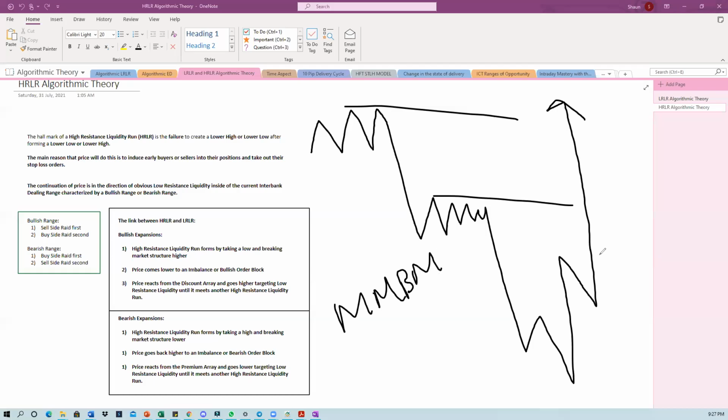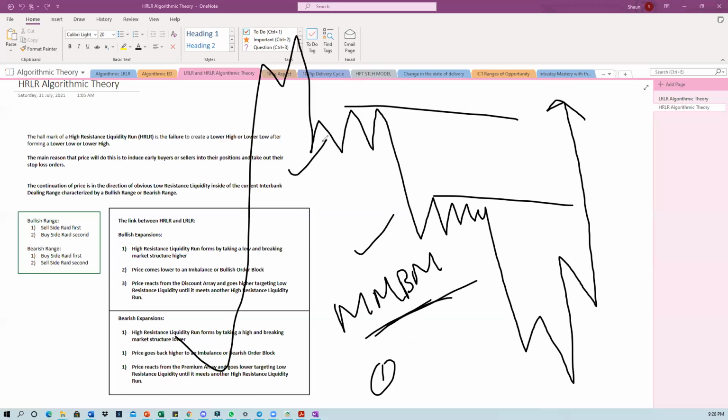Buy model, right? Like a buy model. Now see how everything can be put together into this market maker buy model. Number one, you have low resistance liquidity. Number two, you now have your dealing range. Obviously your dealing range is going to be somewhere here, but you have your dealing range, this high, this low. Now, in order to trigger a low resistance liquidity run, what did I say?